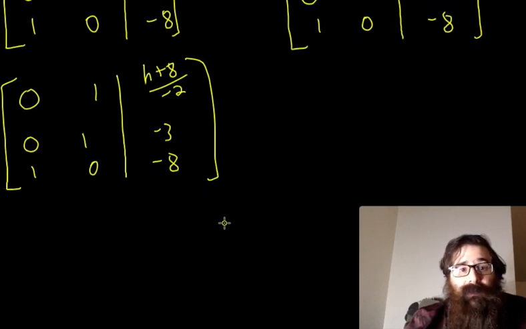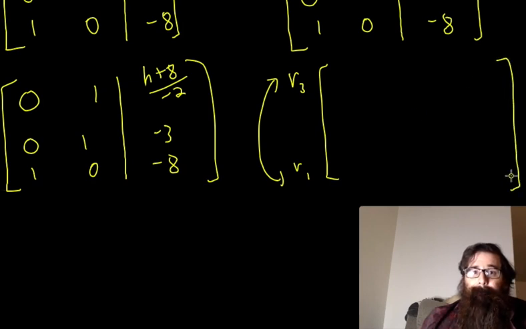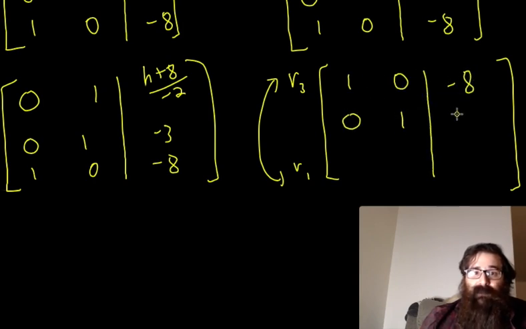Now I think it would be a good idea to actually do a bit of a row interchange. And I would swap rows 3 and row 1. So I'm going to put row 3 at the top and row 1 at the bottom. So then here, my top row is going to be 1, 0, augmented with -8. Second row stays the same as 0, 1, augmented with -3. But then my bottom row is going to be 0, 1, and then I'm going to have here h plus 8 all divided by -2.